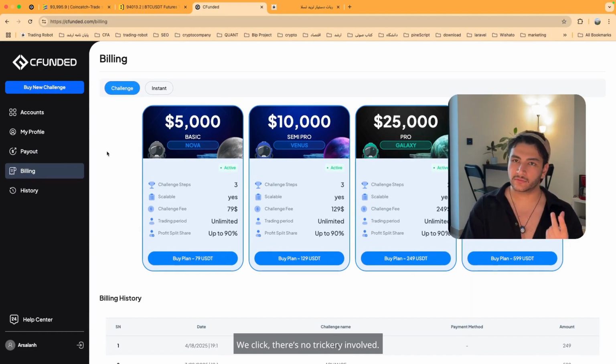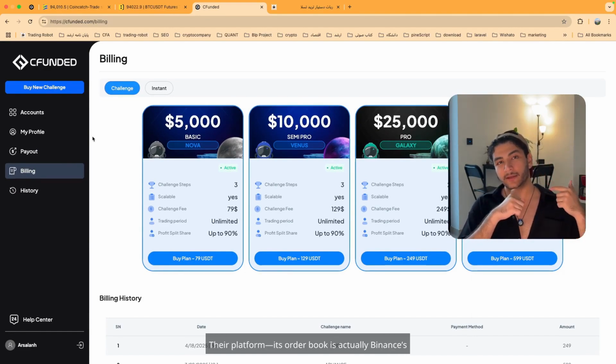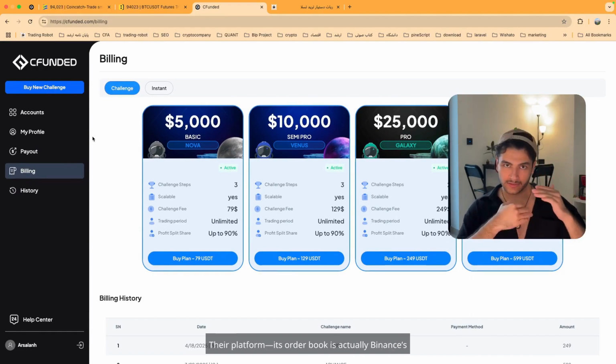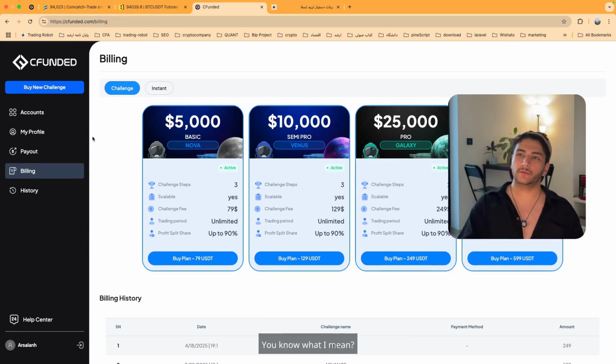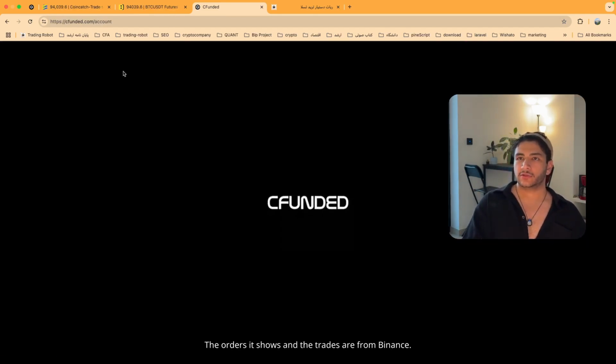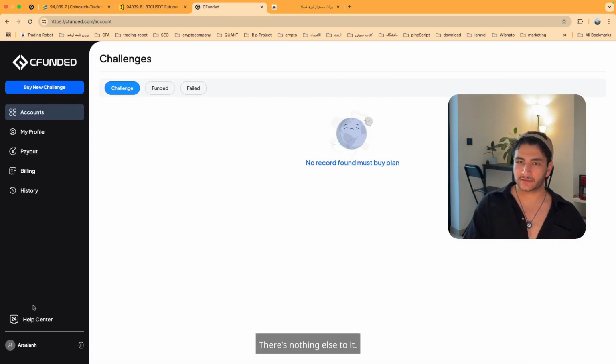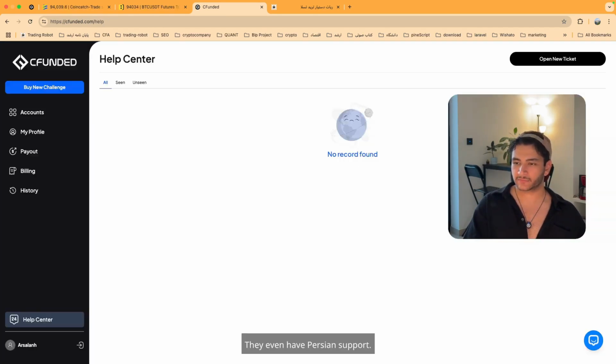We click. There's no trickery involved. Their platform, its order book is actually Binance's order book. You know what I mean? The orders it shows and the trades are from Binance. There's nothing else to it. They even have Persian support.